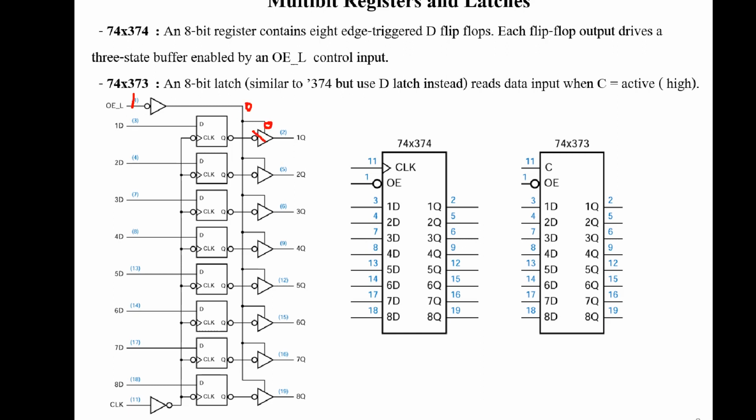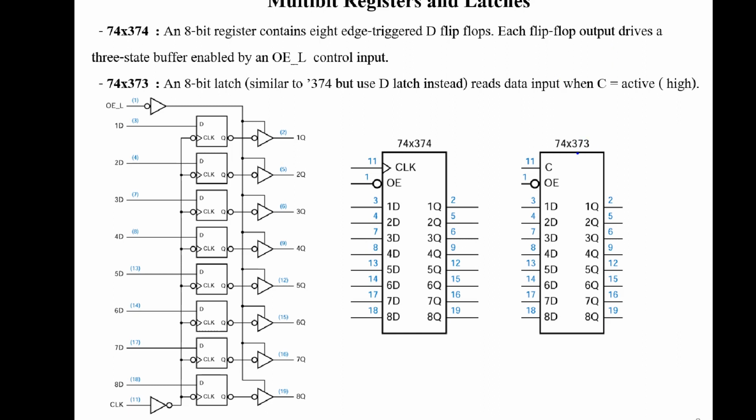So 0 here, so the output now becomes high impedance, like an open circuit at the output. Okay, high impedance. It's like an open circuit at the output terminal. So if you want the data from the flip-flop to go to the output terminal, you need to apply logic low here to make output enable. OE is output enable and becomes active.